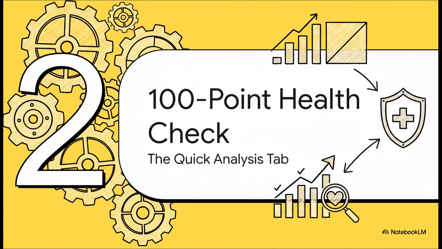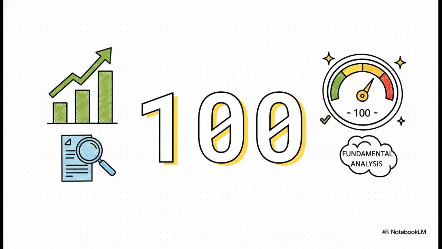Okay, so visualizing the data is a great start. But now we get to the real heart of the tool, the Quick Analysis tab. This is where the extension stops just showing you the data and actually starts giving you a diagnosis of the company's financial health. And at the core of this whole thing is the health score. It's a really simple but powerful rating from 0 to 100. This one single number basically summarizes the entire fundamental analysis, giving you an immediate gut check on the company's strengths and weaknesses.